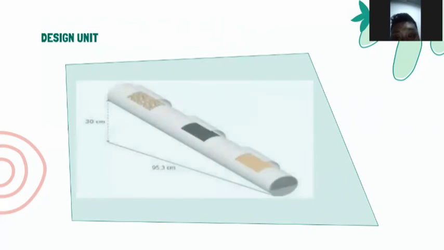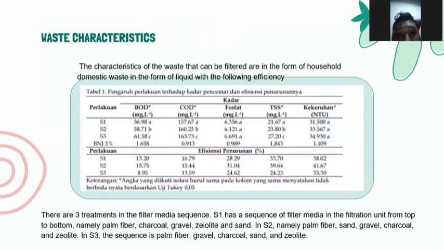Next, this is the design unit of the filtration media. Next, waste characteristic. The waste that can be filtered is household domestic waste in the form of liquid, with the following efficiency. The treatment in filter media sequence.